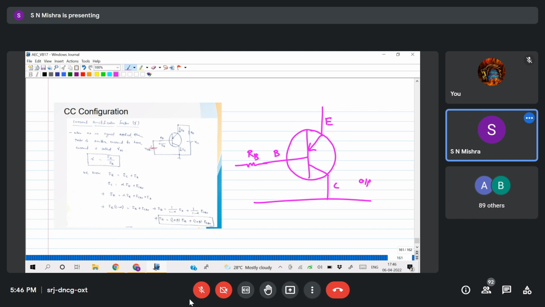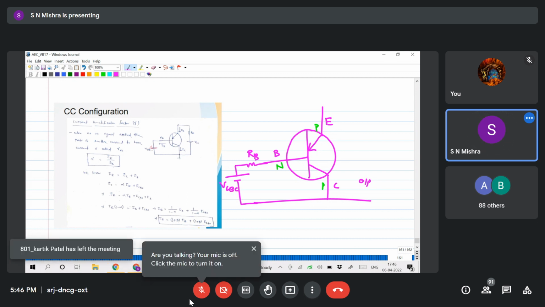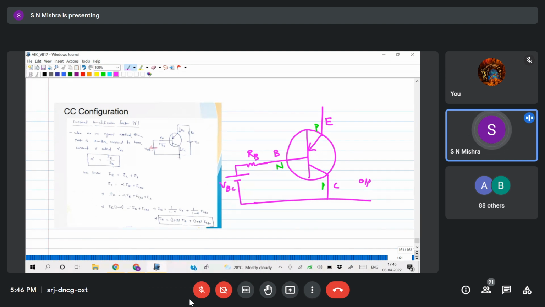Then N will be connected to positive potential, P will be connected to negative potential. I'll give the name VCC. Now similarly, on the emitter side I'll connect a resistor, then connect like this and give the name VEE. This is RE.